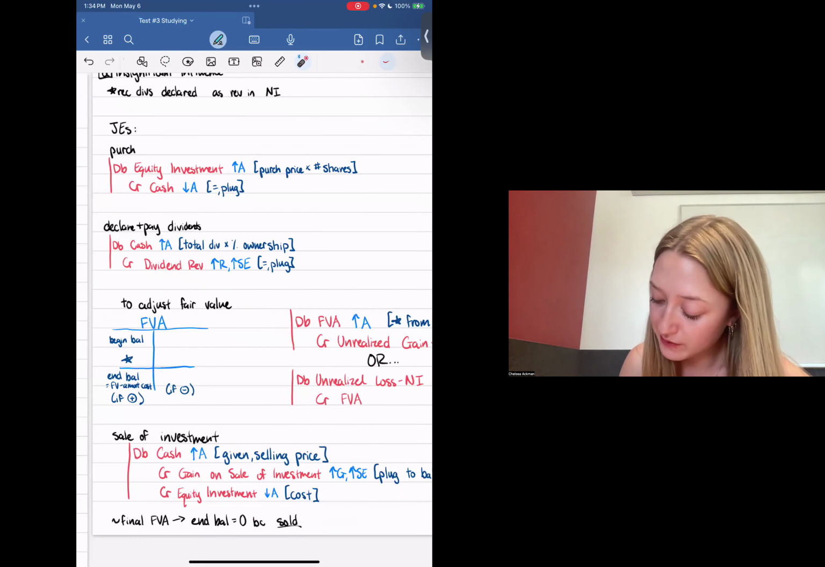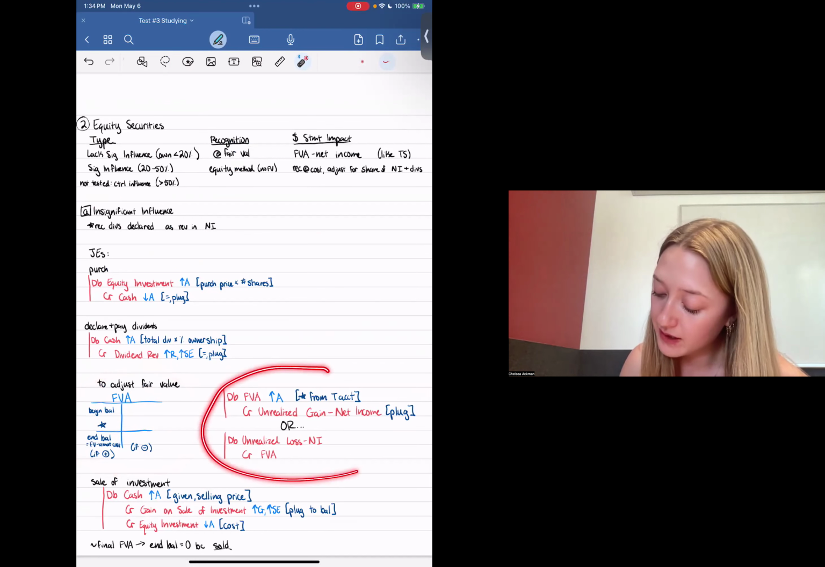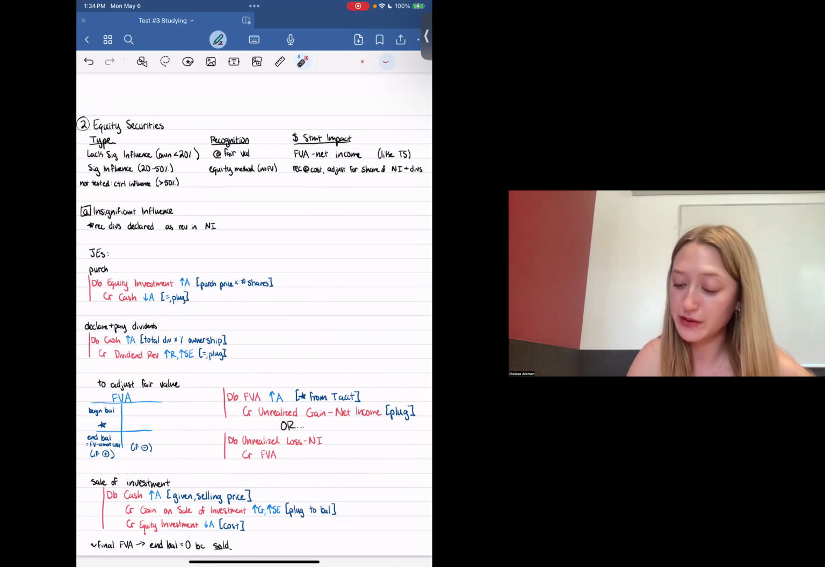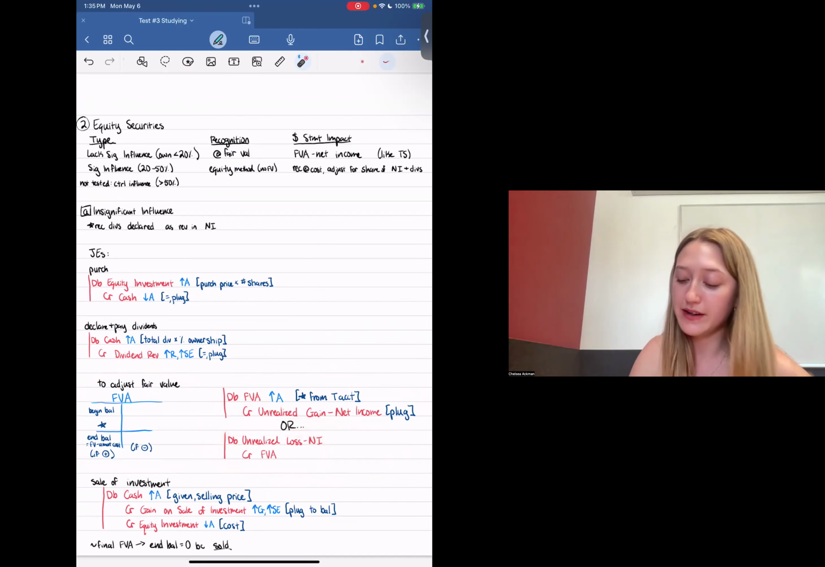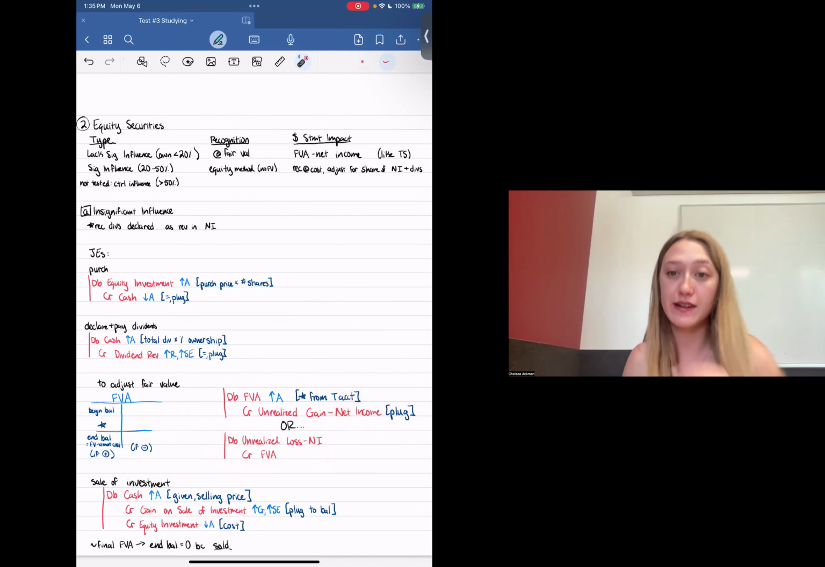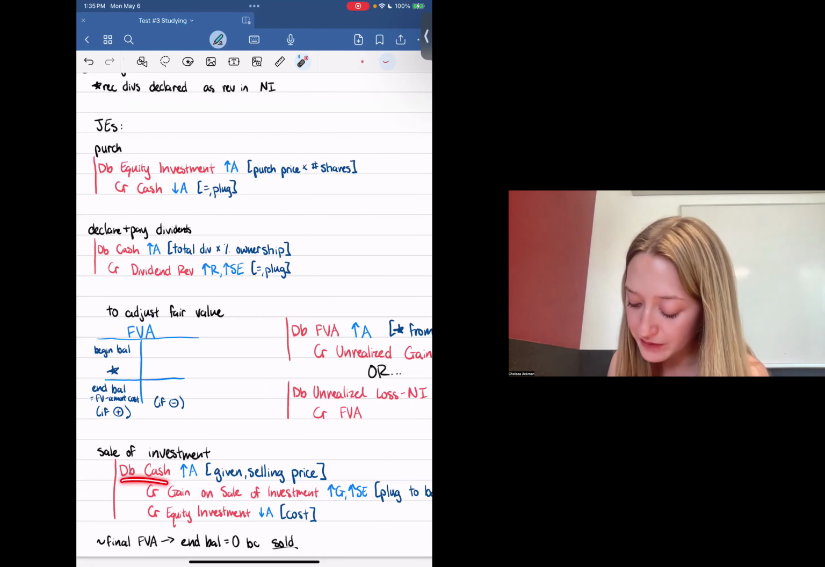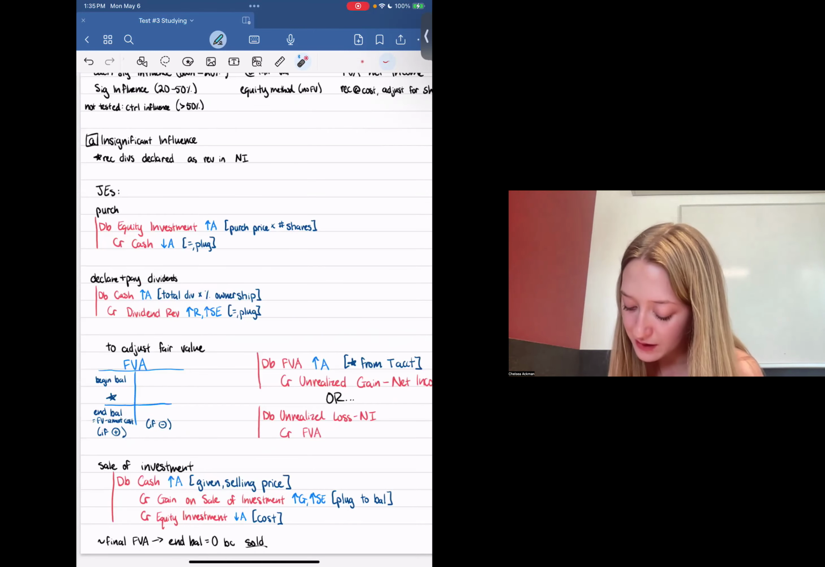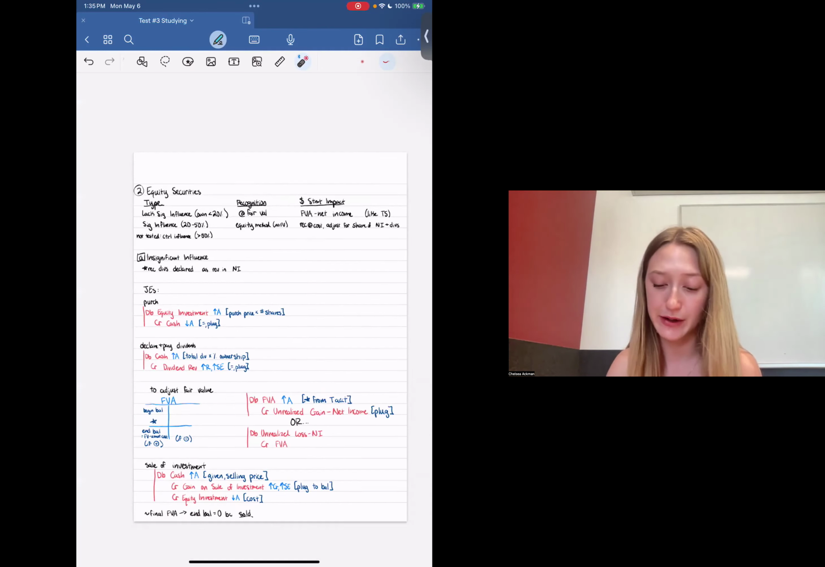To adjust fair value is, again, this same table, and again, the same as trading securities. We're going to debit the fair value adjustment, credit the unrealized gain to net income, or again, the opposite for a loss, but it's important to remember that it's in net income. And then the sale of the investment, you're going to debit cash at the given selling price, credit the gain on the sale of investment, and credit the equity investment at cost. And then the same thing for the final fair value adjustment to 0.